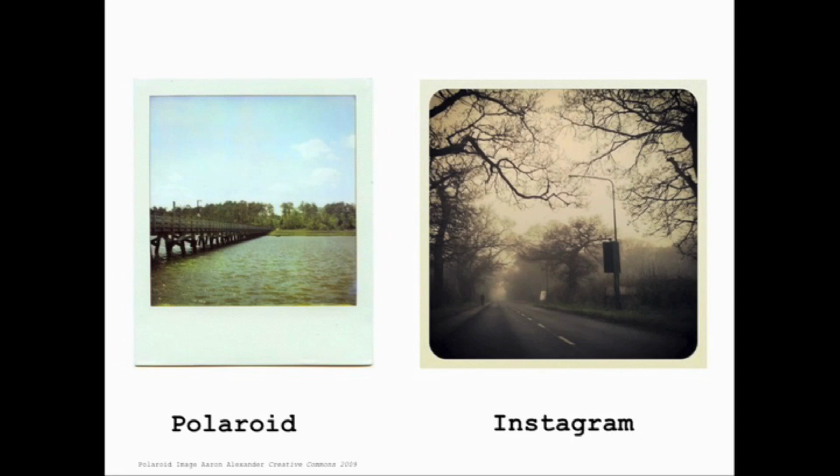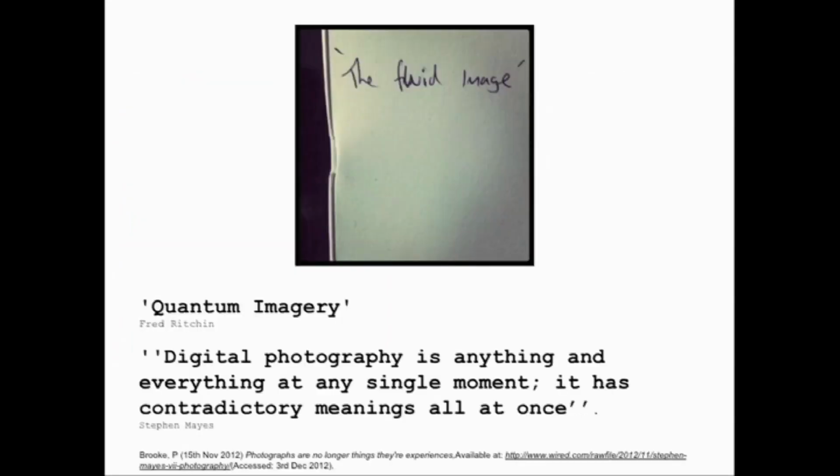And when we talk about the single artifact and these old analog images, we are talking of the fixed image. You can touch it, hold it, frame it on your wall. It's negotiated by time and space. But when we are talking of the Instagram image, the digital image, we're talking of the fluid image. And as Fred Richin describes it, as quantum imagery. And when expanded on by Stephen Mays, he says that digital photography is anything and everything at any single moment. It has contradictory meanings all at once. Instagram is a perfect example of the fluid image in a very literal sense.